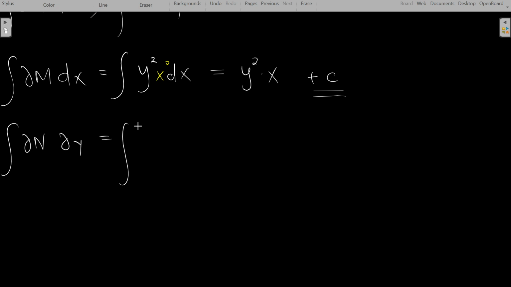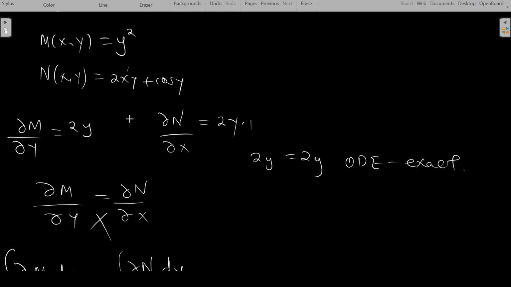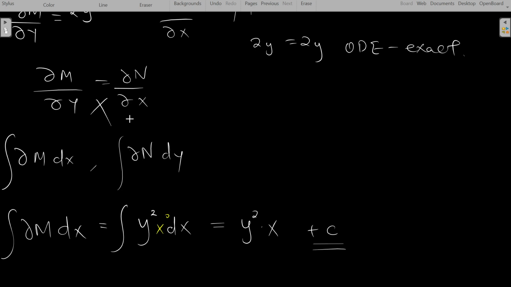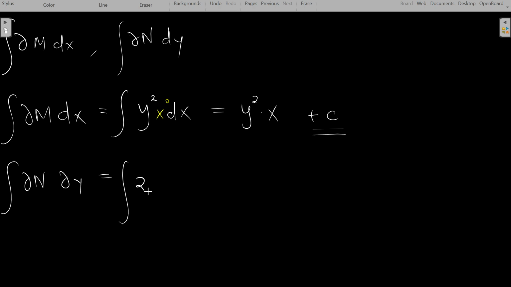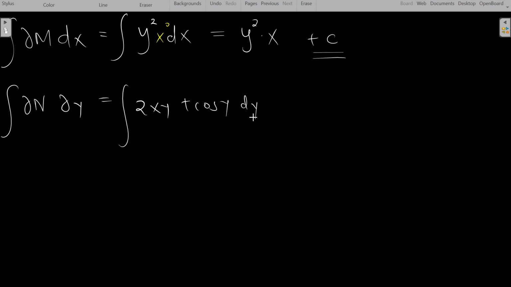We should get the integral of what was our N. Our N is 2xy plus cosine of y, with respect to dy. Now let's perform this integral. If we integrate this part, treating 2x as our constant, we get 2x multiplied by y squared divided by 2, added to, if we integrate cosine, sine of y.